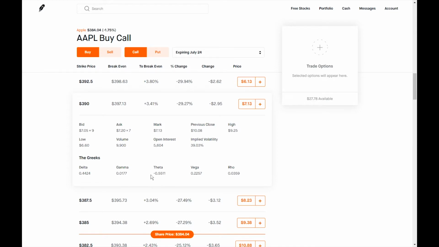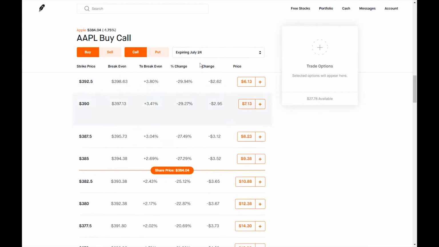But you also have to keep in mind theta, which is how much the premium loses each day. So in this case, it would lose $55 every day. So it's worth $713 when you buy it. Tomorrow it'll be worth like $670 or whatever. And then the next day it'll be worth $620 and so on until it gets to expiration. And this theta increases, it's exponential. It gets bigger as it gets closer to expiration.